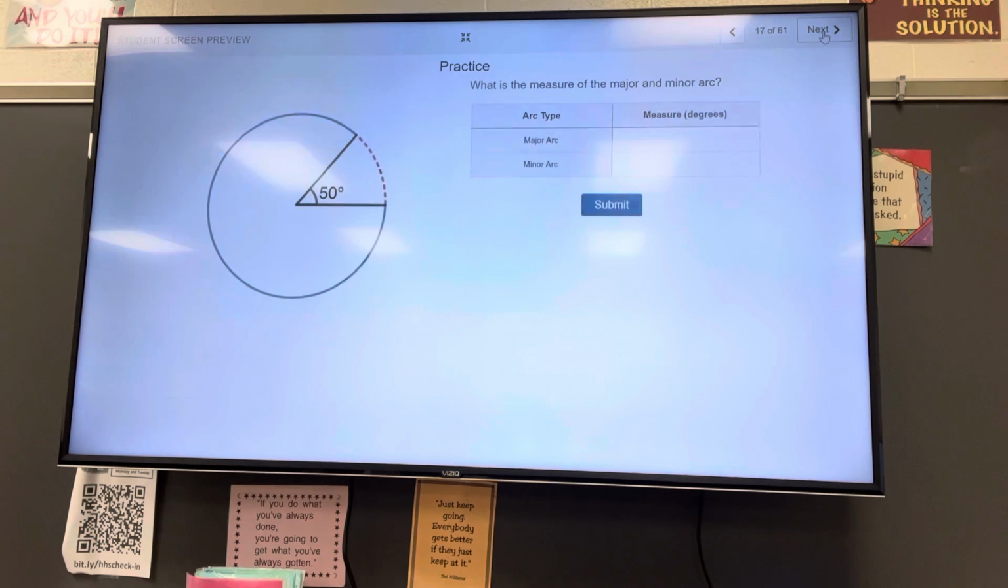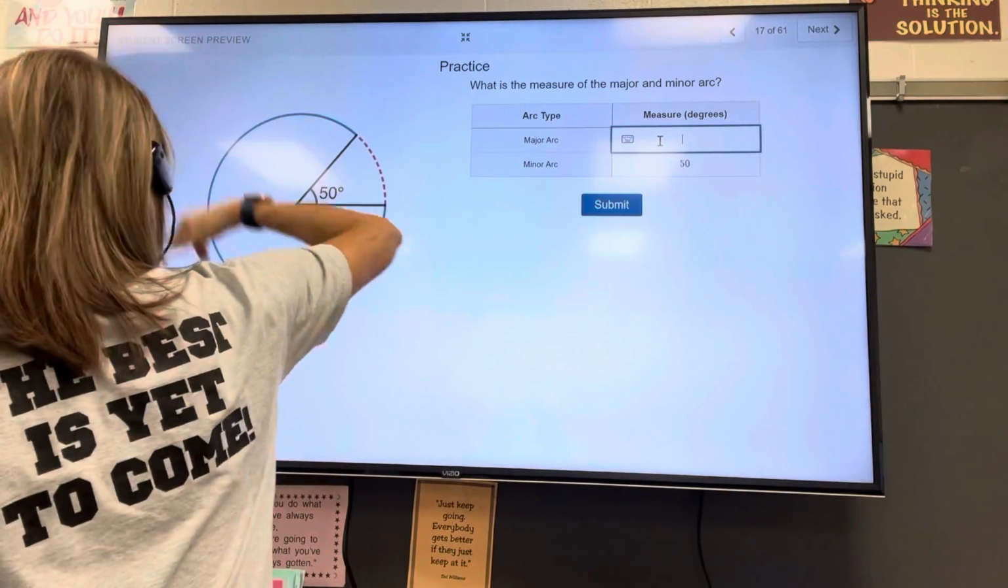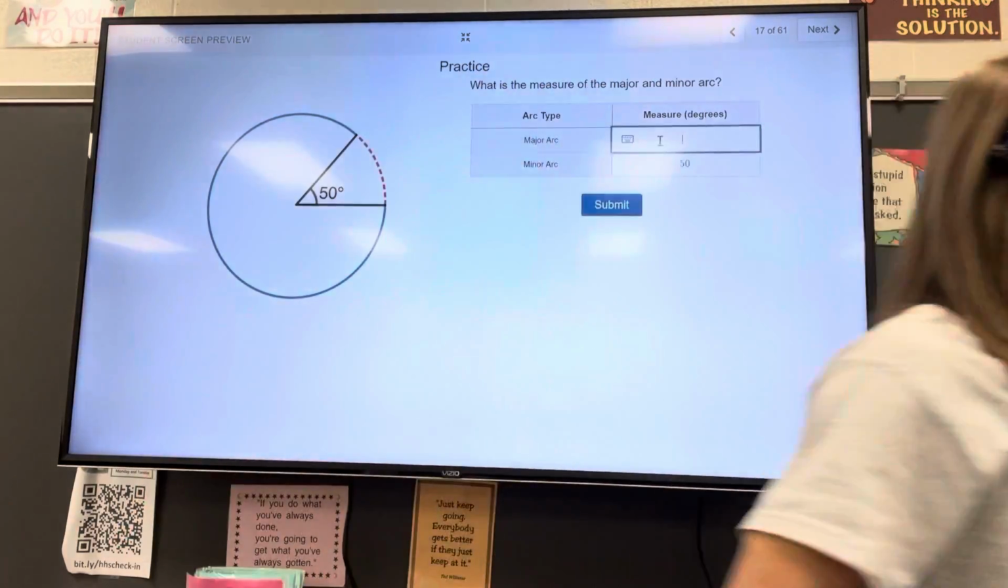We are going to move to slide. Let's take a look here. Slide 17. What is the measure of the major and minor arc? Okay, well, we can clearly see the measure of the minor arc is equal to the measure of the central angle. That's going to be 50 degrees. The minor arc is the blue arc. That's the rest of the circle. So that's going to be 360 minus 50.